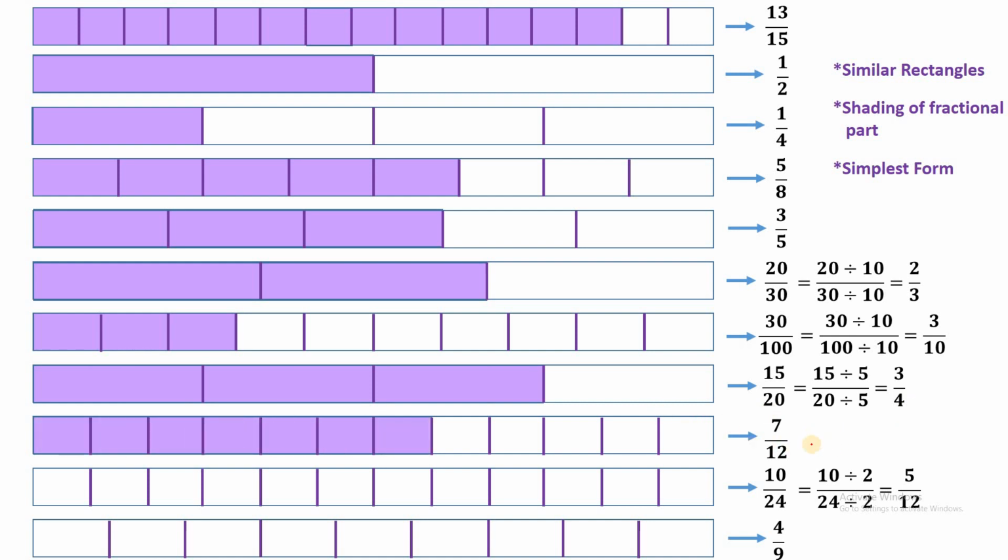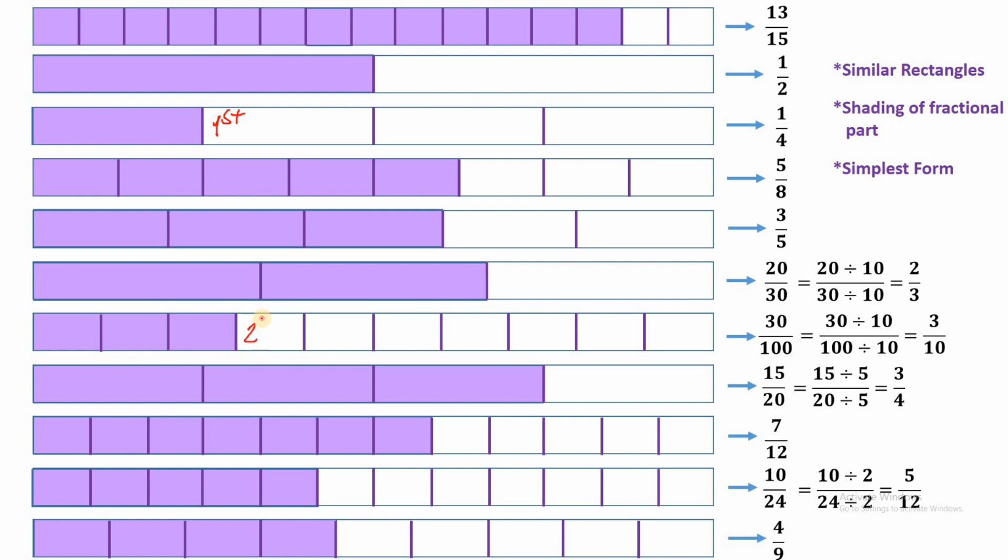7 over 12, shade the first 7 parts. 5 over 12, shade the first 5 parts. And then 4 over 9, shade the first 4 parts. So using this method, you can see now that the smallest portion here is 1/4. So this is the first. We're going to arrange this now in ascending order.